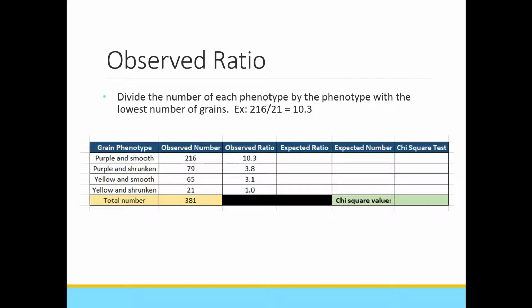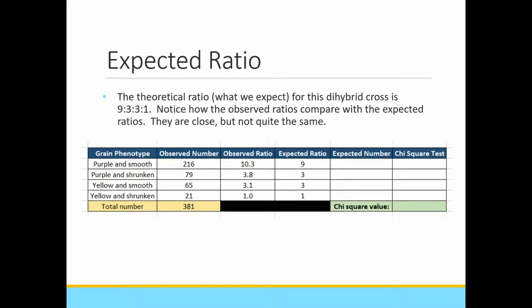So to determine the observed ratio, we divide the number of each phenotype by the phenotype with the lowest number of grains. So we would take 216 and divide that by 21, because the yellow and shrunken phenotype occurs the least often here. So we will do this for all of the boxes in the observed ratio table. Then we need to put in our expected ratio. So this is our 9 to 3 to 3 to 1 theoretical ratio.